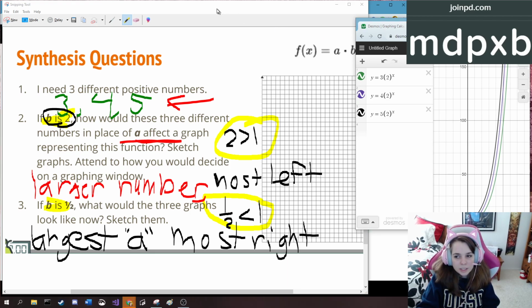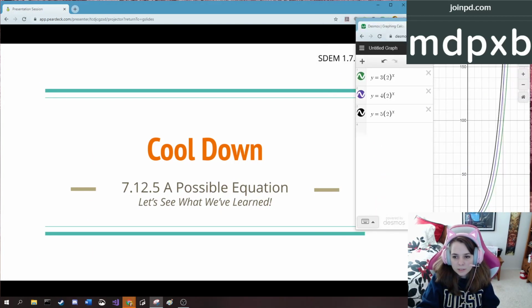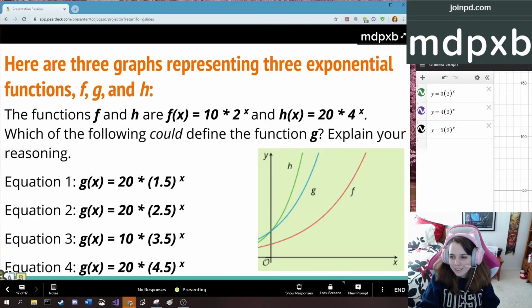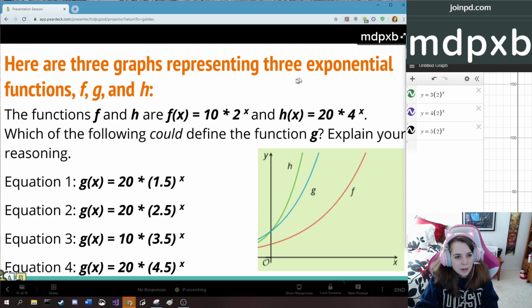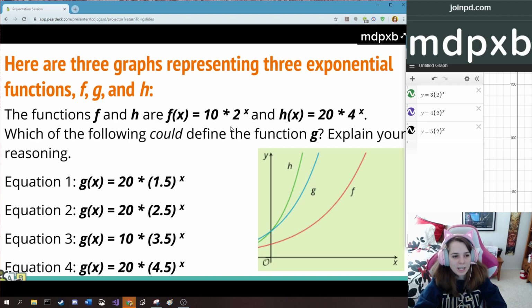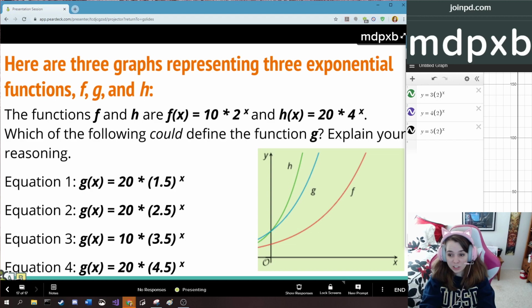So then lastly, we'll take a look at our cooldown. This one's a multiple choice. So again, this is going to be somewhat of a which equation is best. Here are 3 graphs representing 3 exponential functions f, g, and h. The functions f and h are f of x equals 10 times 2 to the power of x, and h of x equals 20 times 4 to the power of x. Which of the following could define function g?